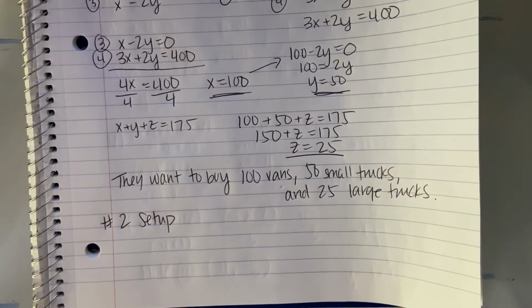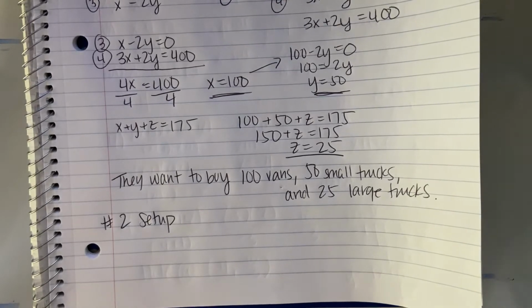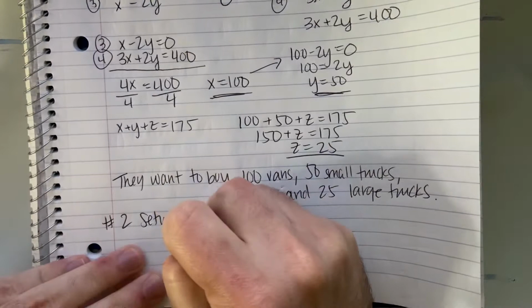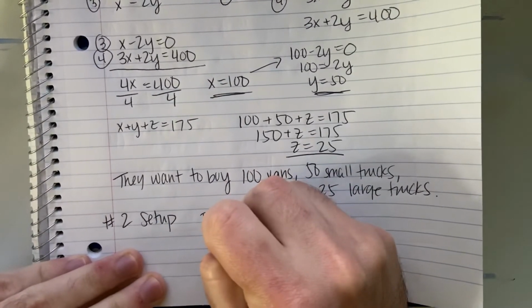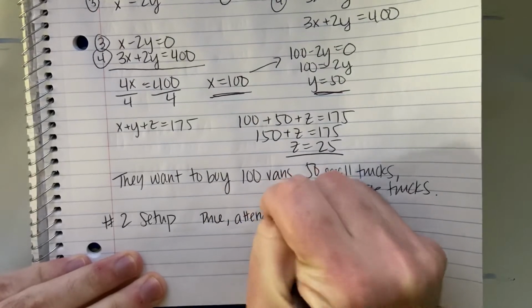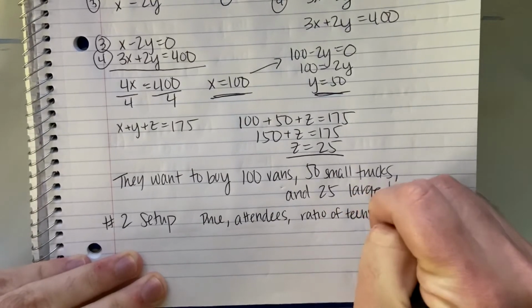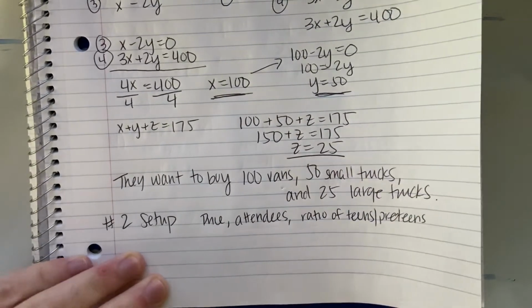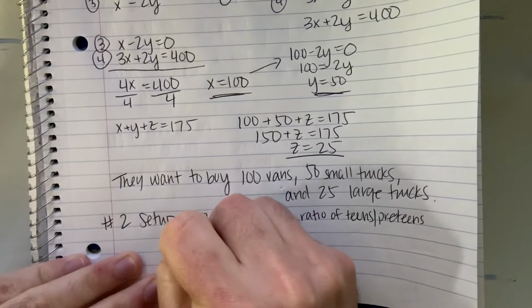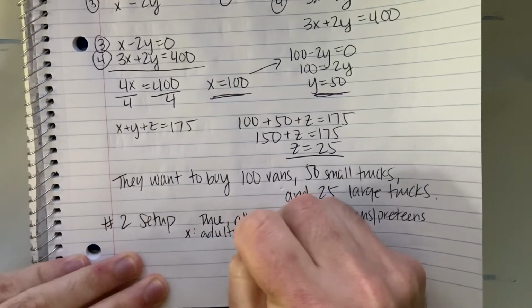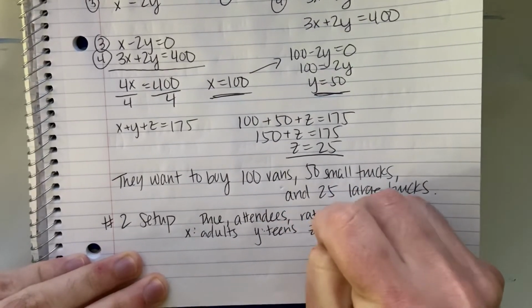It says tickets to a band concert cost $5 for adults, $3 for teenagers, and $2 for preteens. 570 people attended the concert, and the total cost of the tickets was $19.50. 3/4 as many teenagers attended as preteens. How many of each group attended the concert? So we've got price, we've got attendees, those are relationships, and we've got the ratio of teenagers to preteens. Those are our 3 relationships. So I'm going to let X be adults, Y be teens, and Z be preteens.